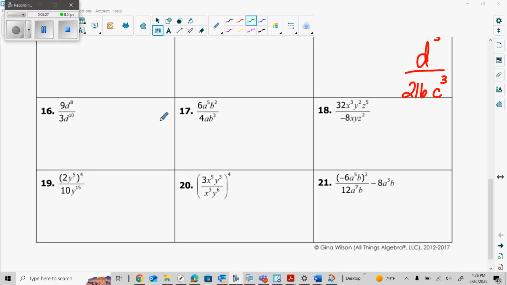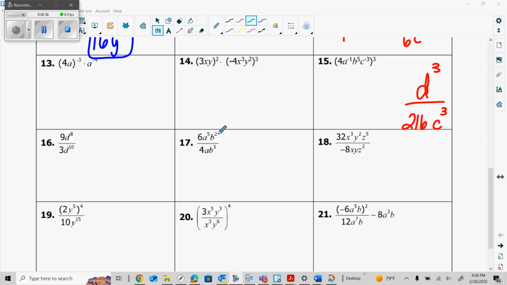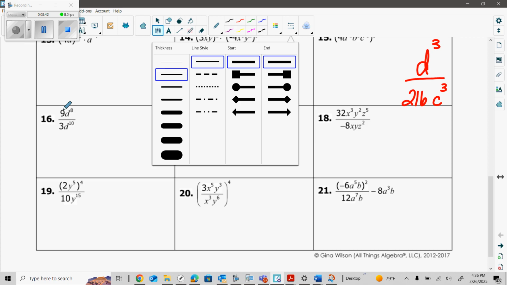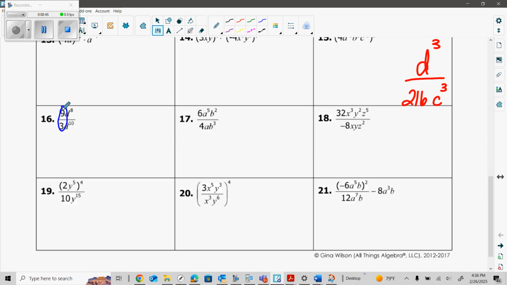Okay, I'm going to do a couple more before I stop this video, just to check your understanding. So now, if you have a coefficient number in front, like on number 16 here, we have a 9 and a 3. You simplify those like you would normally simplify any fraction, 9 over 3 equals 3. So my coefficient now is 3. And then I go to my variables, d. When we're dividing, we're subtracting the exponents. So that'd be 8 minus 10. This is going to turn into 3d to the negative 2.